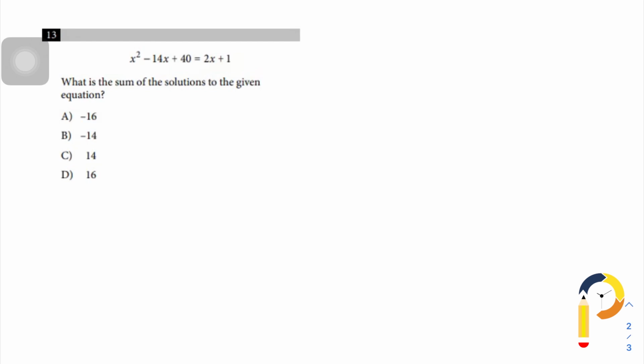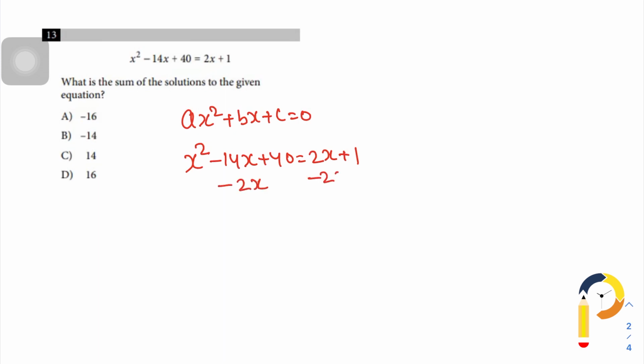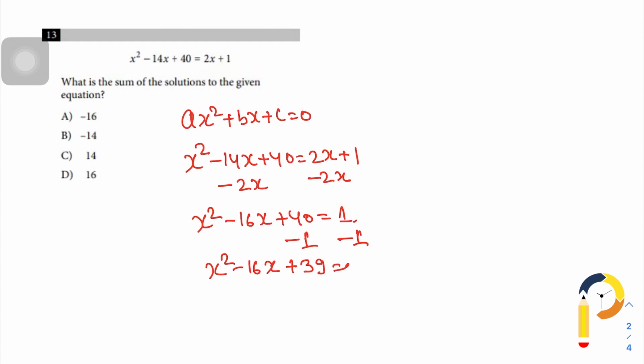You just need to simplify it in the form of ax square plus bx plus c is equal to 0 first of all. So if you see this, x square minus 14x plus 40 is equal to 2x plus 1. What we'll do, you will just subtract 2x from both sides. x square minus 16x plus 40 is equal to 1. Then you can subtract 1 from both sides. What you get? x square minus 16x plus 39 is equal to 0. Now we got this equation in the form of ax square plus bx plus c is equal to 0.